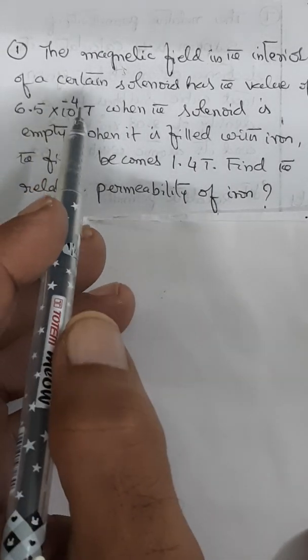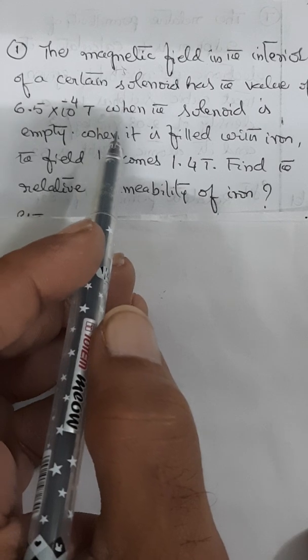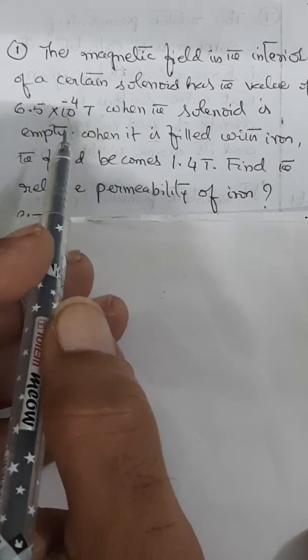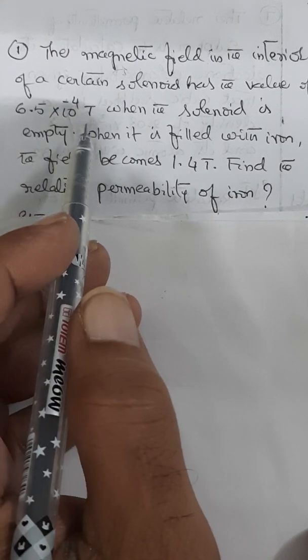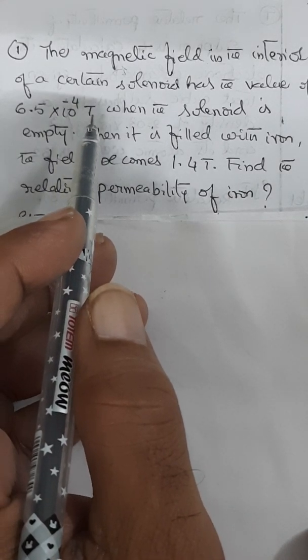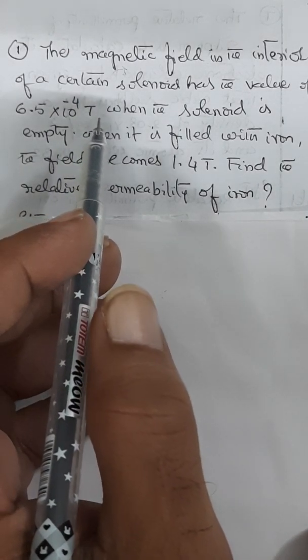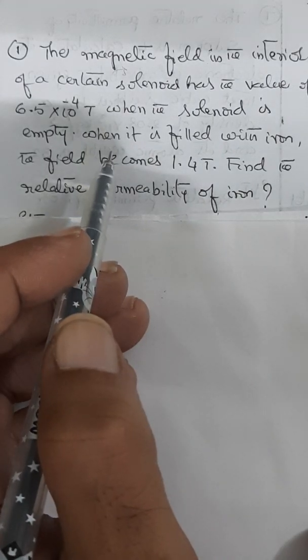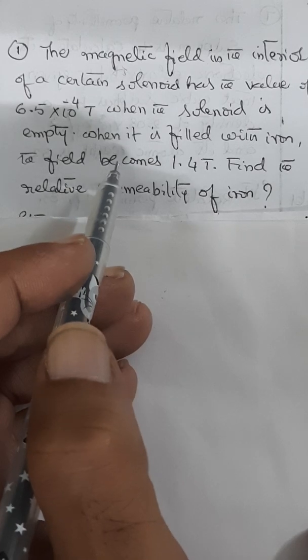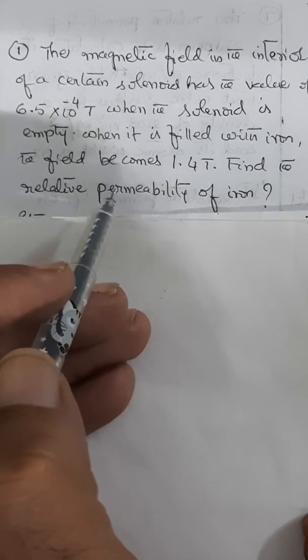The magnetic field in the interior of a certain solenoid has the value of 6.5 into 10 power minus 4 Tesla when the solenoid is empty. When it is filled with iron, the field becomes 1.4 Tesla. Find the relative permeability of the iron.